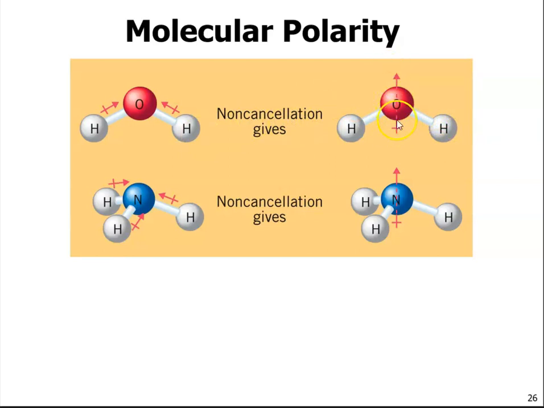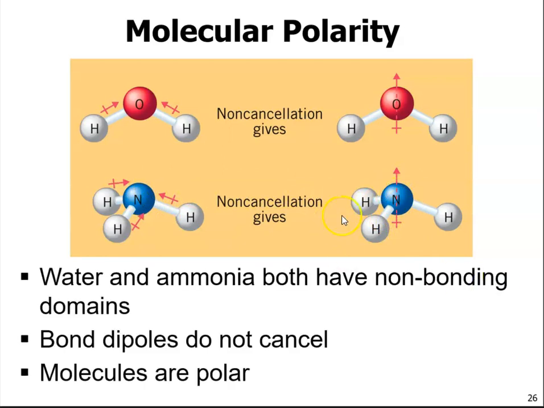So we have a side of positive charge and a side of negative charge. Here's another example where nitrogen also has a lone pair on top, and we get this trigonal pyramid shape that also will provide a dipole for us. So water and ammonia, both of these molecules, have non-bonding domains, and the dipoles don't cancel out, so the molecules are polar.